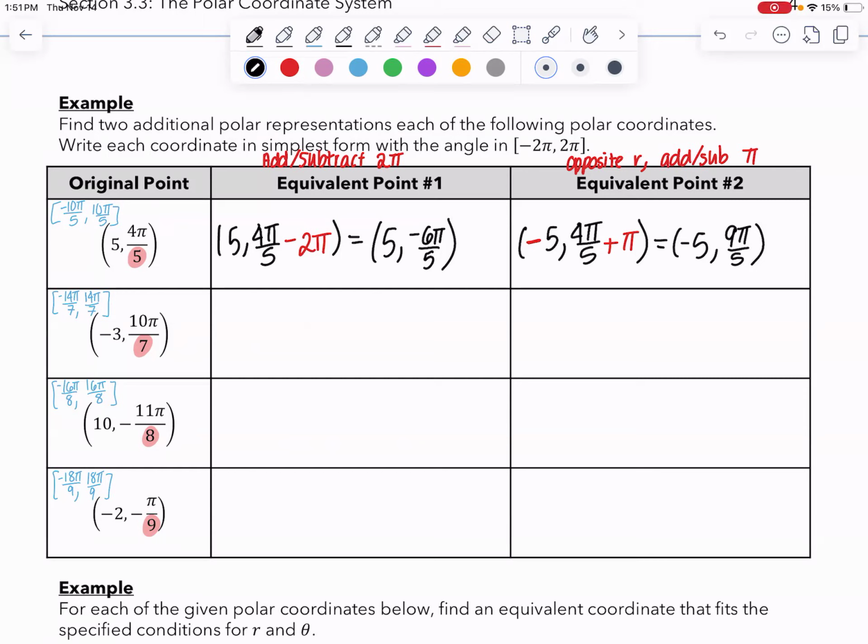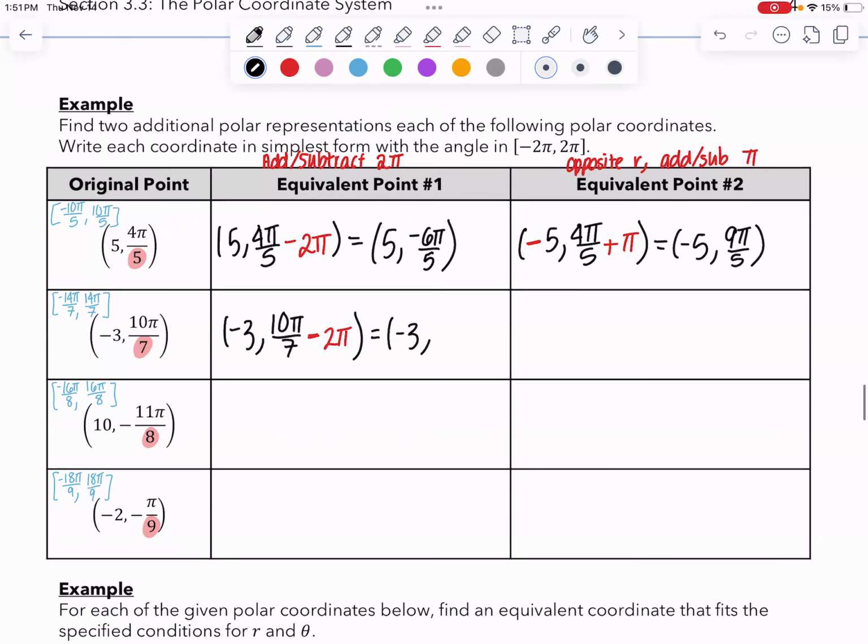Negative 3 comma 10 pi over 7. I'm going to leave the radius alone for the first one. I'm starting with a positive angle. If I want to add or subtract 2 pi and stay within this range, I'm going to have to subtract here because I'm starting positive. So I have negative 3 comma 10 pi minus 14 pi is negative 4 pi over 7. Those are equivalent points.